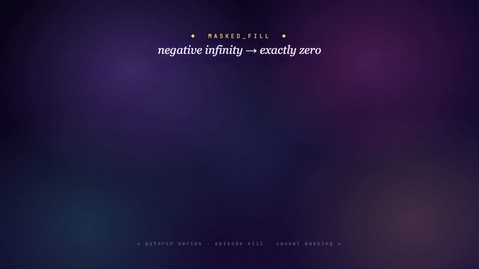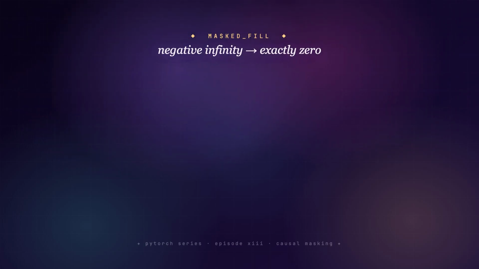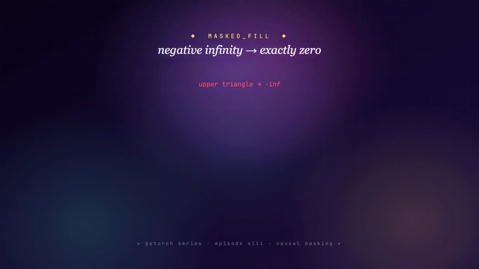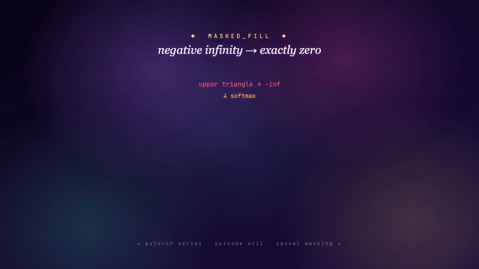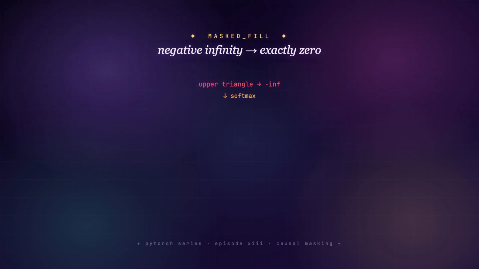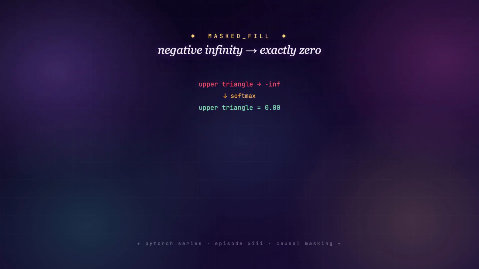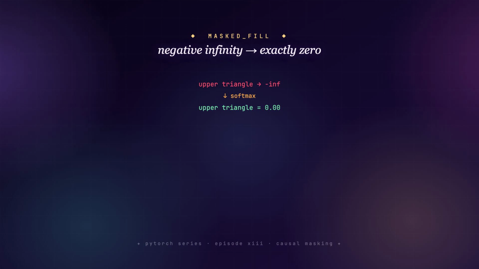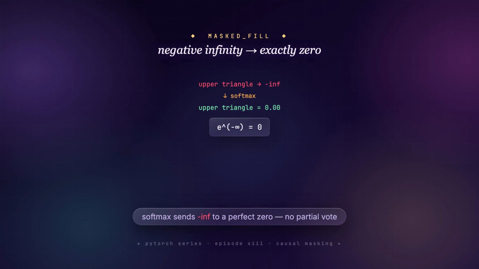Now how do we actually enforce the wall? We don't delete the scores in the upper triangle. We poison them. Before the softmax runs, we take every score above the diagonal and overwrite it with negative infinity. That's masked_fill. And here's why negative infinity specifically. Softmax raises e to the power of each score. e to the minus infinity is exactly 0. So after softmax, every forbidden cell isn't almost 0. It's exactly 0. The future doesn't get a small vote. It gets no vote at all.